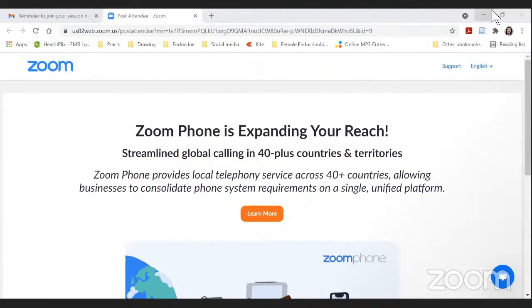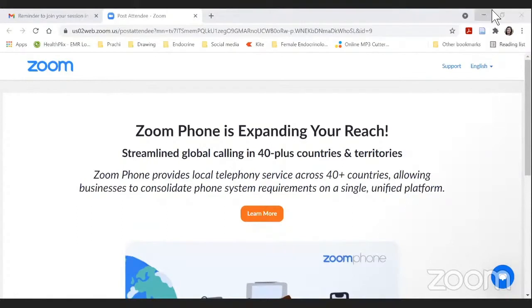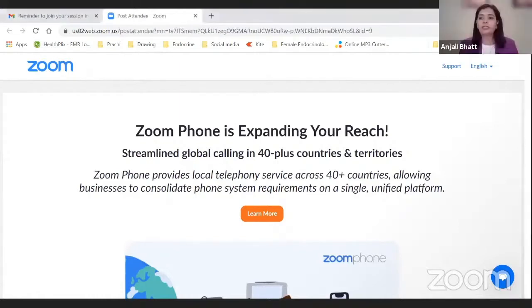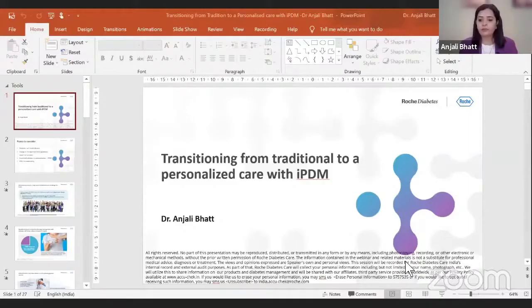So let's see what... I cannot see your slide. You can't see the slides? As you have shared the screen, but the slide is not displayed. Okay. So what can you see? Are you seeing my... I'm seeing the Zoom browser window. I'll close that. Now can you see? Yes. Okay.